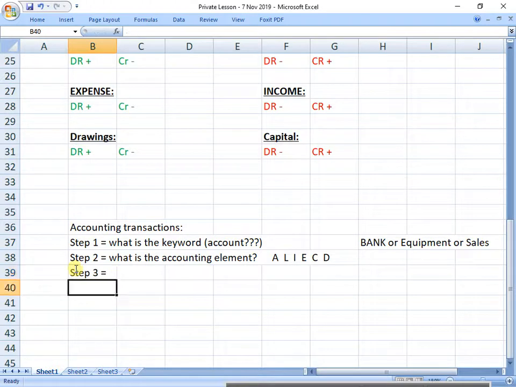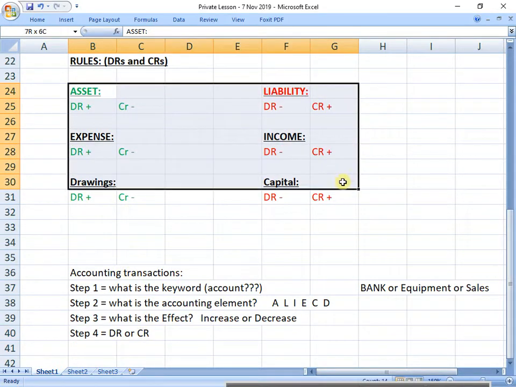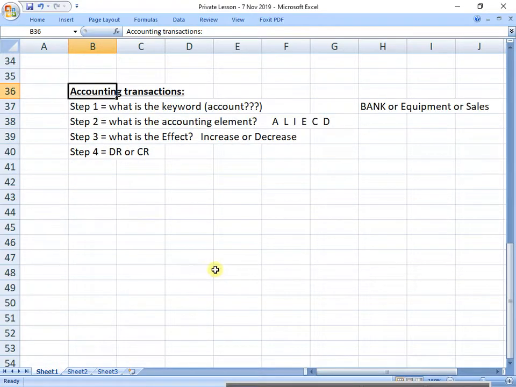Step three, what is happening to it? What is the effect? The effect will either be an increase or a decrease. And the last step, debit or credit. That's the last step, and this step comes from those rules. When you look at questions, there are going to be different types of questions, but you need to be able to interpret the transaction. That's the first step. Before you can do anything else, you need to know how to apply the rules.